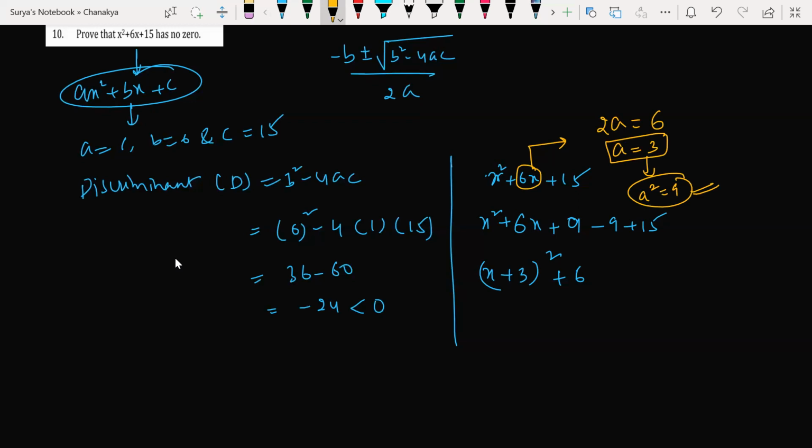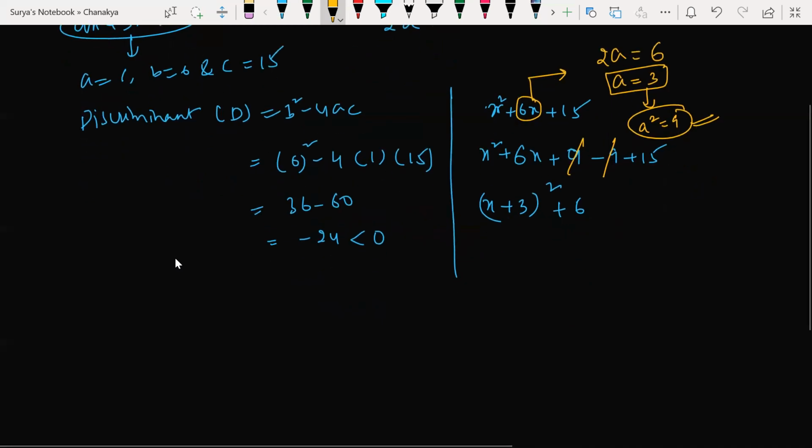Square of the half of the coefficient of x. I have added and subtracted the square of the half of the coefficient of x so that I can get my term back. Is it clear? That is what is called the completed square method. We will be learning it in class 12.